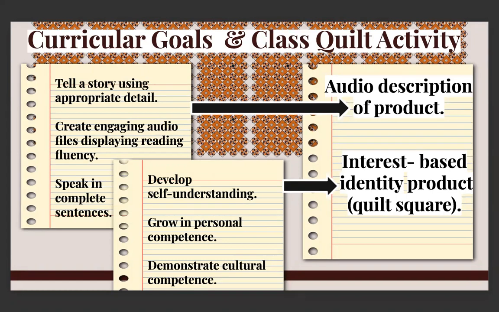As you can see, the 3 standards from the Georgia Standards of Excellence in English Language Arts relate directly to the audio description of the product that the student will be completing in their summative assessment at the end of this activity. And the 3 gifted programming standards represented here will be addressed in the interest-based identity product, which is the quilt square.